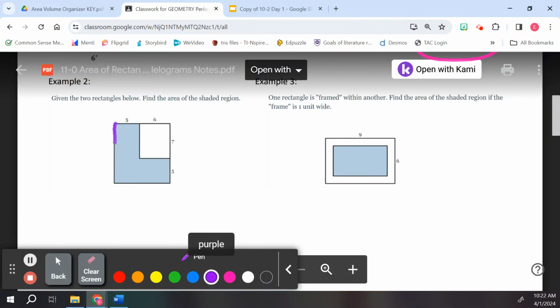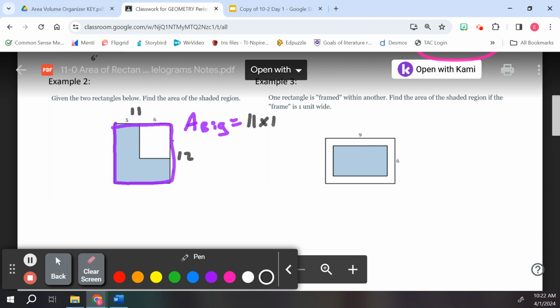All right, guys, let's go over this. The first thing we're going to do is find the area of the big rectangle, square, whatever this is. If we have 7 plus 5 here, we know that this total side is 12. And then 6 plus 5 gives us 11. So this is actually a rectangle. We're going to find the area of this first. So this will be 11 times 12. Someone tell me, what is 11 times 12?